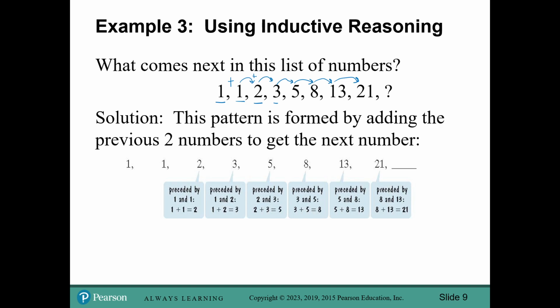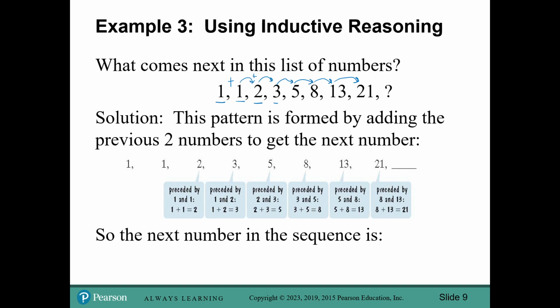So if we look at this pattern here, 1, 1, 2, 3, 5, 8, 13, 21, we can tell the 2 is preceded by 1 and 1, which add together to be that number. The 3 is preceded by 1 and 2, which add together to be that number. And the whole process continues in our pattern.